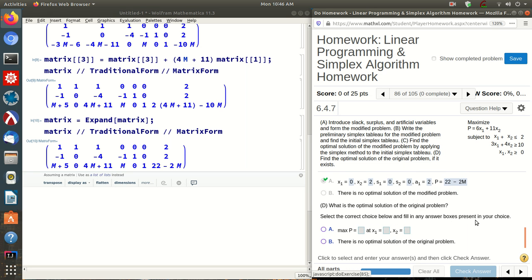What is the optimal solution of the original problem? So here we have a real issue. The objective function P contains an M term, and the value of a1 should be 0, but it's not. Therefore, there is no optimal solution of the original problem. It's not solvable, okay?